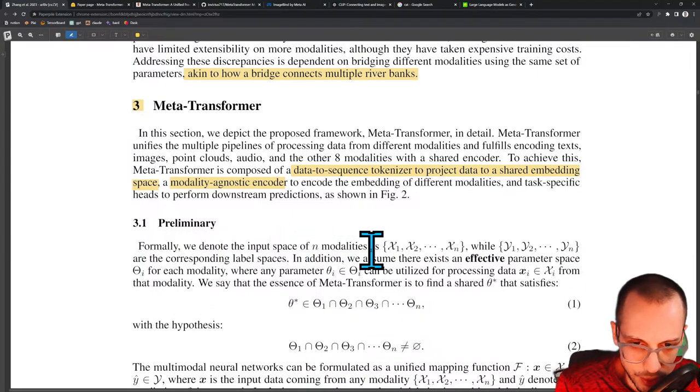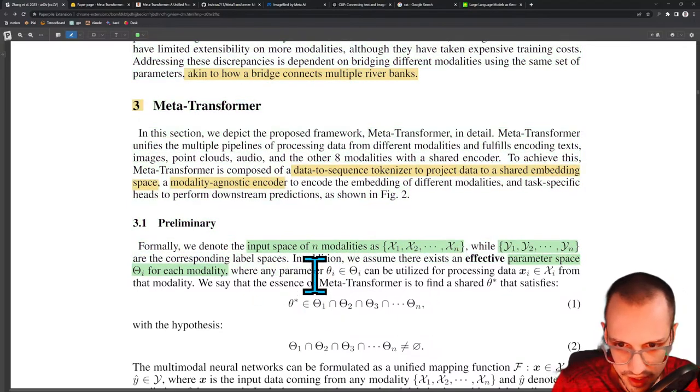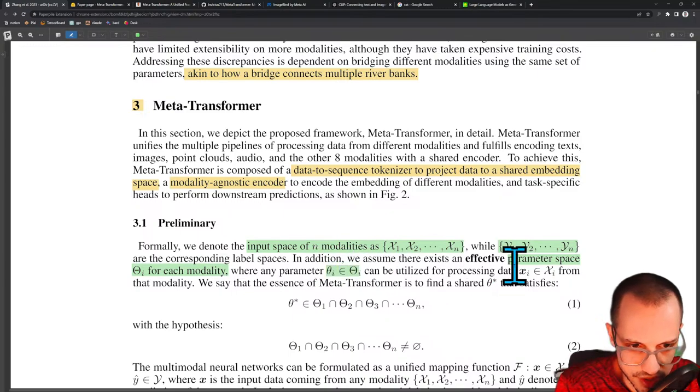We denote the input space of n modalities as X1, X2, ..., Xn, while Y1, Y2, ..., Yn are the corresponding label spaces. Okay, so you have input space, which is X, and then output space, which is Y. The label is sometimes also called the target or the output, and then the input is the raw data. We assume there exists an effective parameter space Theta_i for each modality, where any parameter theta_i in Theta_i can be utilized for processing data x_i in X_i. So you have a bunch of different modalities, and then you have a bunch of different parameters.